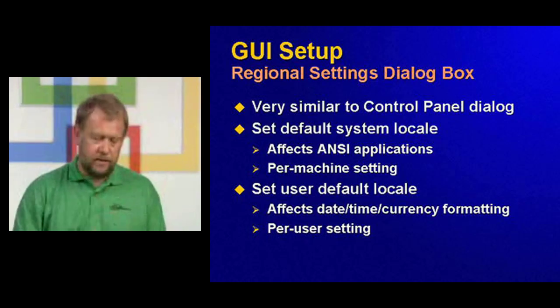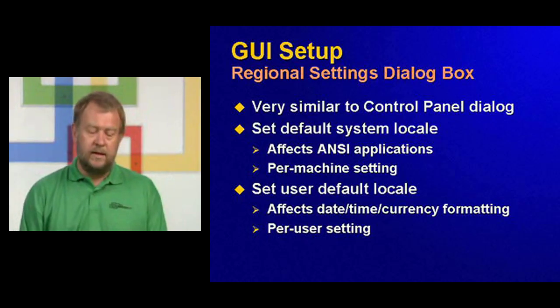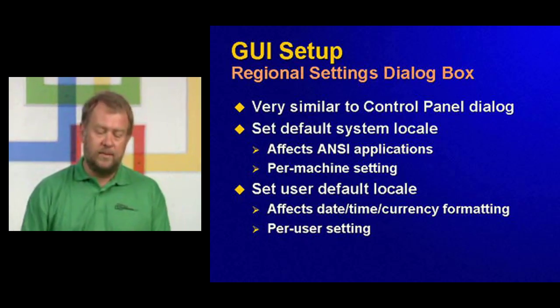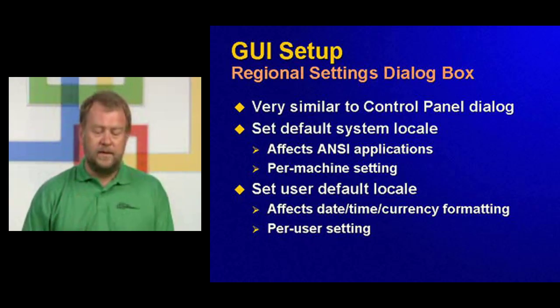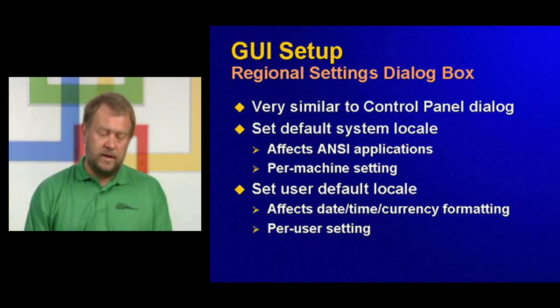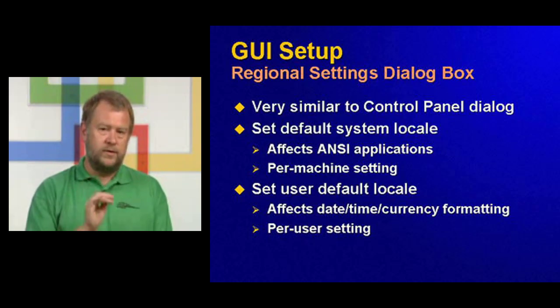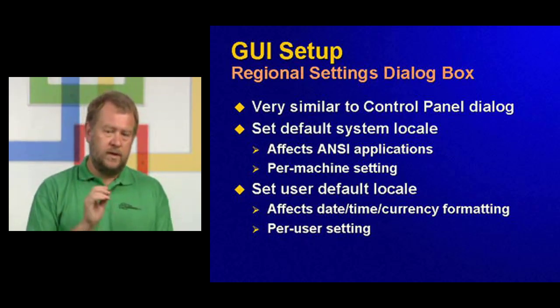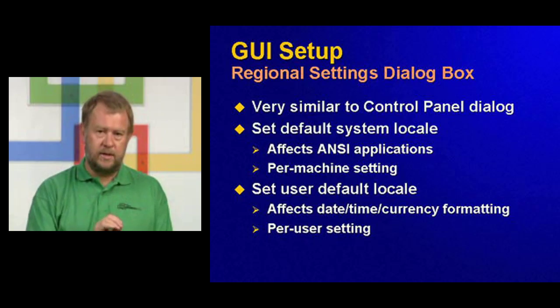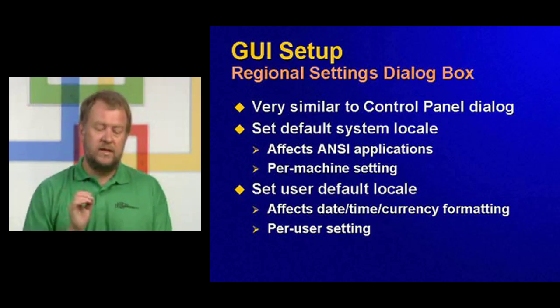There's a graphical user interface setup, and there's a little regional settings dialog box that looks very much like the regional options dialog box in the control panel. You'll go into that and set the default system locale. This is important because this tells the system what ANSI mode to emulate. So if you're going to be running Arabic Win32 applications that are ANSI applications, not Unicode applications, on your system, you'll want to set the system default locale to one of the Arabic locales.